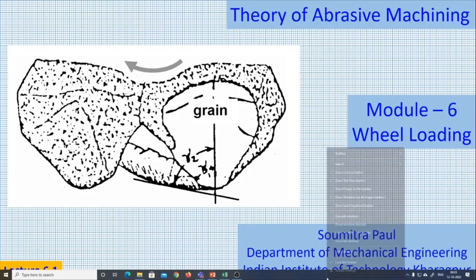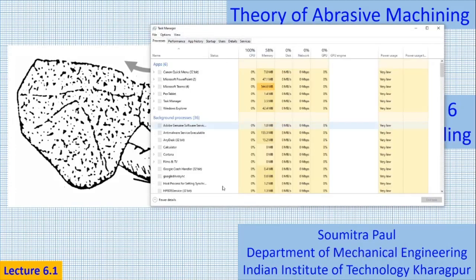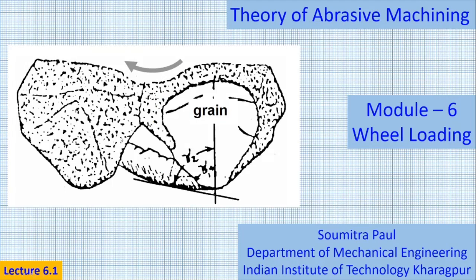So what is wheel loading? Wheel loading is loading or accumulation of chip material at the intergrid space. Why does it occur?